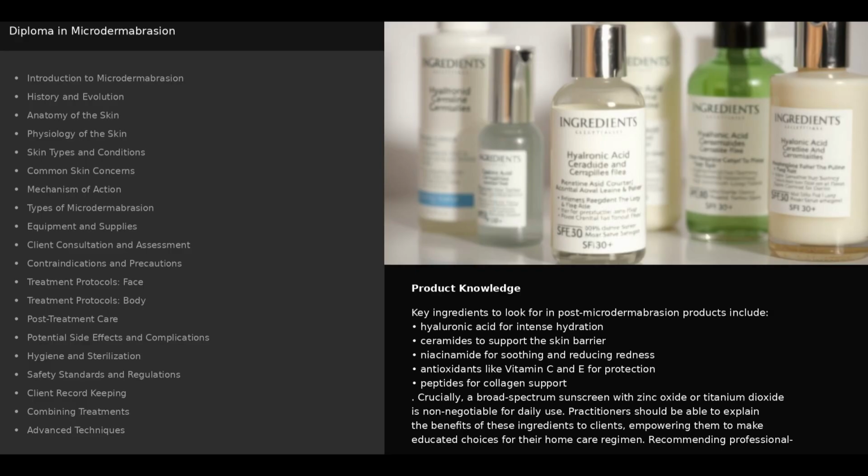use. Practitioners should be able to explain the benefits of these ingredients to clients, empowering them to make educated choices for their home care regimen. Recommending professional-grade products that complement the treatment helps maintain results and prevent adverse reactions. Continuous education on new product formulations is also beneficial.